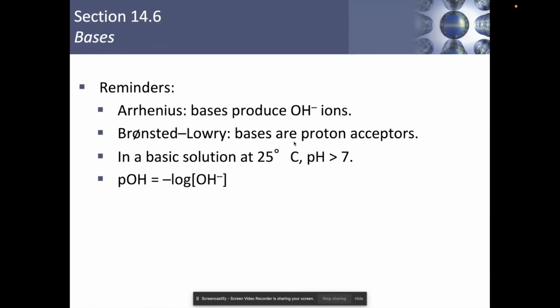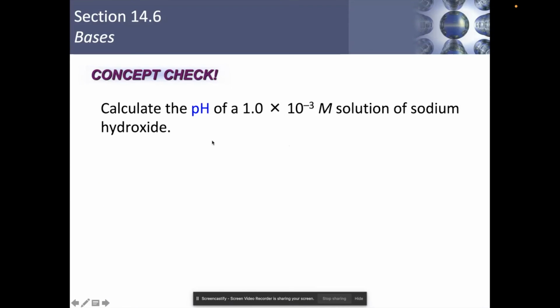In a basic solution at 25 degrees Celsius, the pH has to be greater than 7. pOH is equal to the negative log of the OH minus concentration. The pH is equal to 14 minus the pOH. Again, all of these were from the previous video. So let's figure it out.